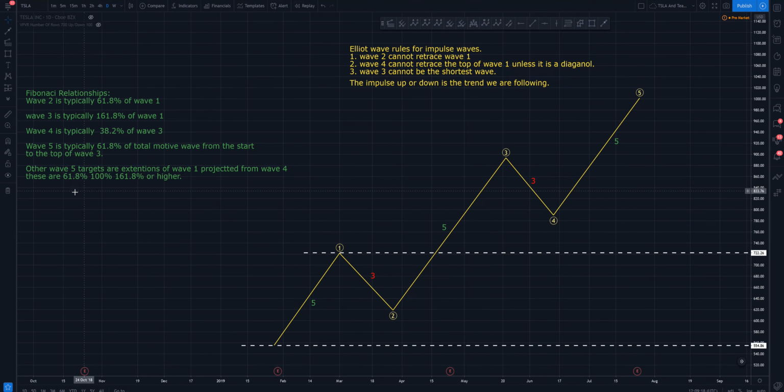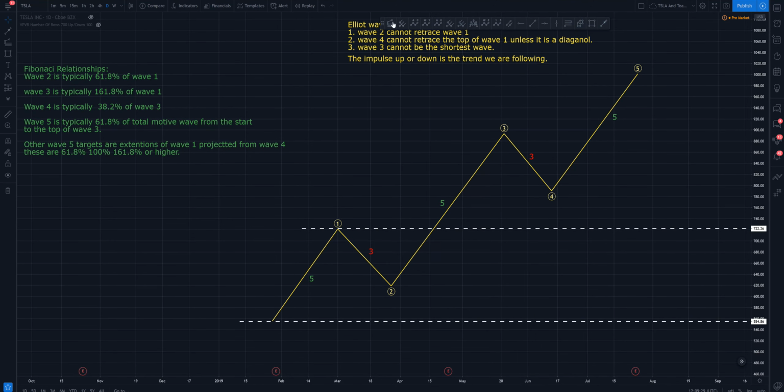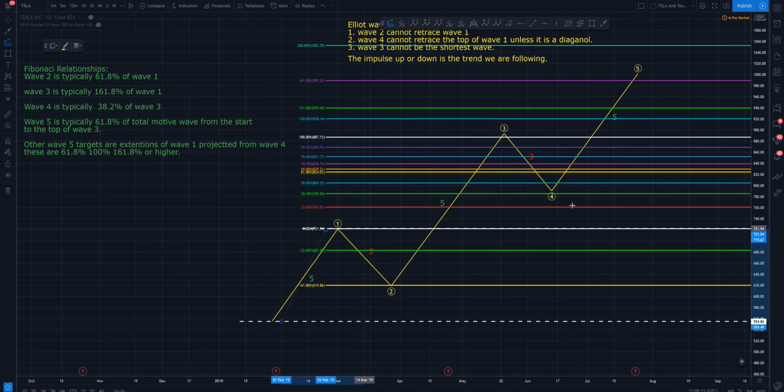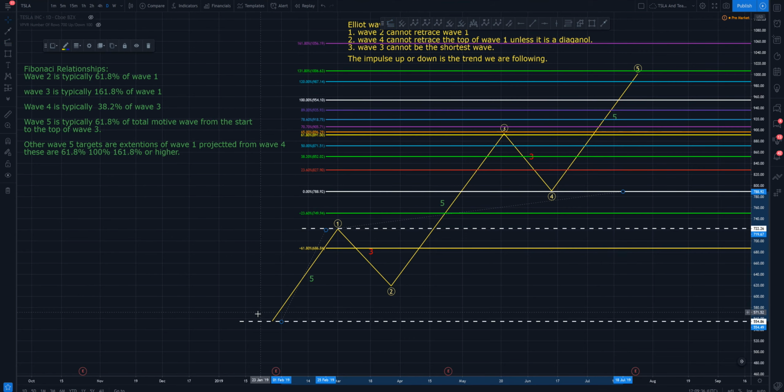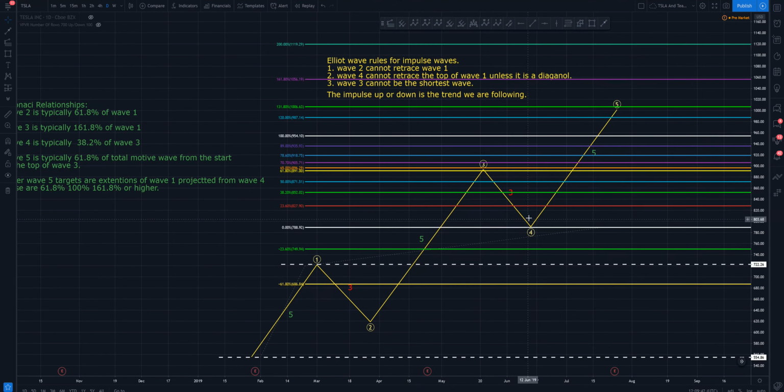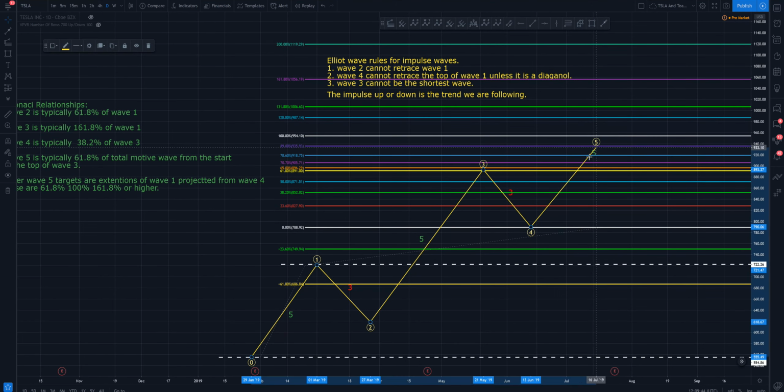If we're not using that, we can use other wave 5 targets, which are extensions of wave 1 projected from wave 4. These are 61.8, 100%, and 161.8 or higher. Now let's look at that. Take our wave 1, project our wave 1 from our wave 4. So all I've done is come up, click the bottom, click the top of wave 1, and move the 0 bound to the wave 4. Let's look at our first target, 61.8. The 61.8 results in what we call a double top.